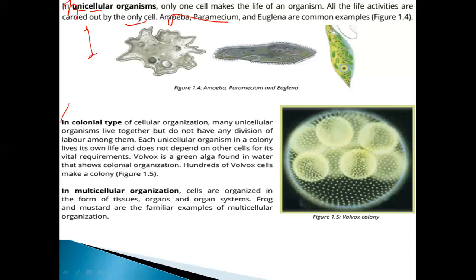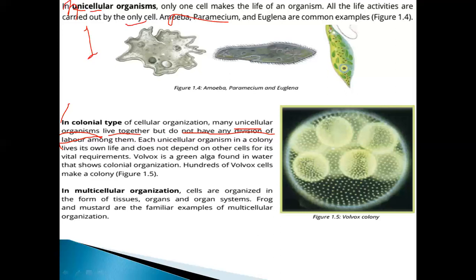The next type of organism is the colonial type. Colonial type of cellular organization: many unicellular organisms live together, but they do not have any division of labor among them. This is the most important point. They all are unicellular organisms, which means they live independently as one cell. So one cell is the whole body.